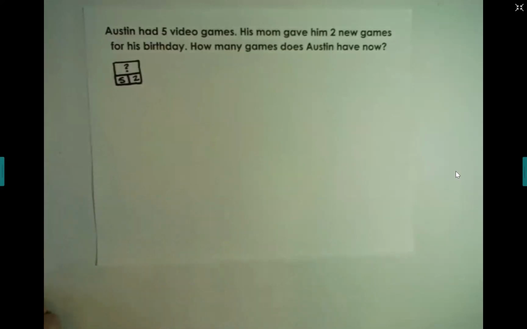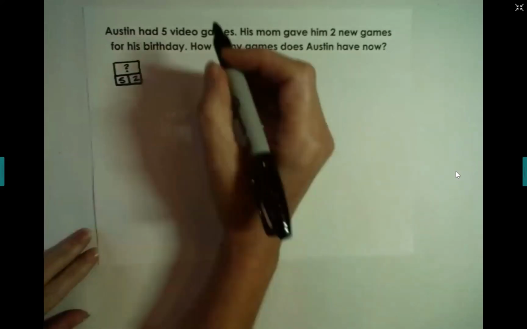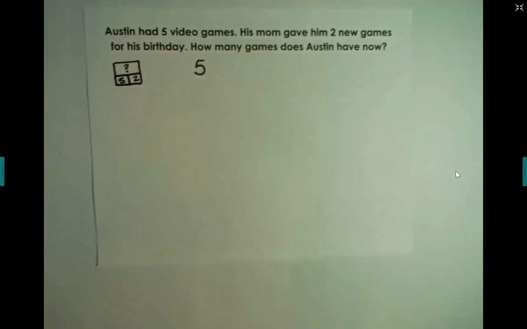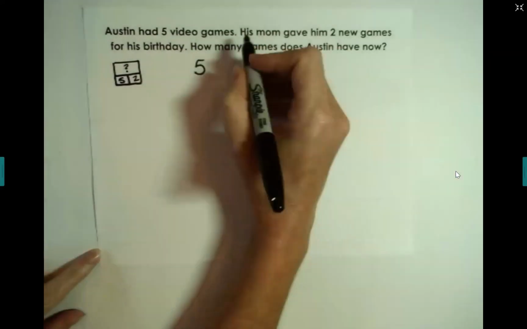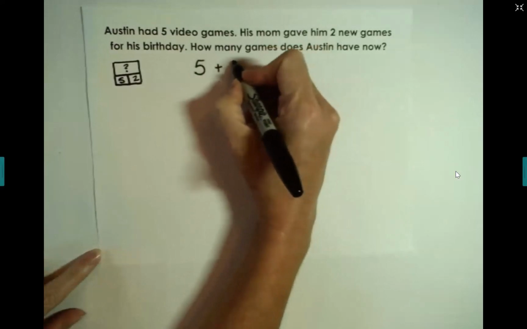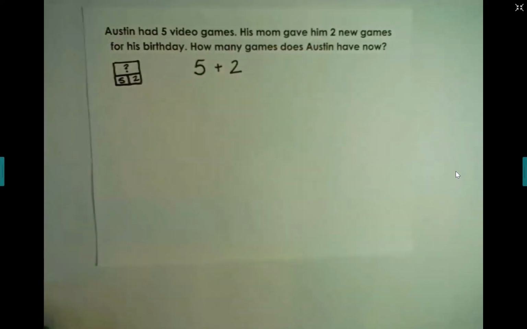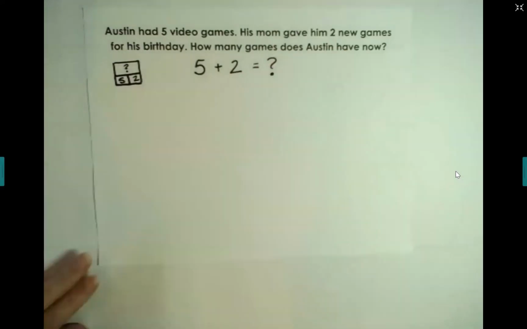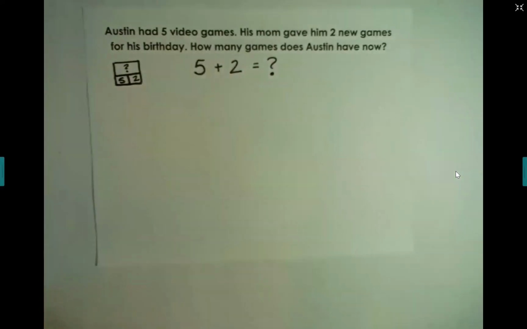This will also help students generate an equation to represent this situation. So we have the 5 games that Austin had, and since his mom gave him 2 more, we know we are going to add those 2 to help us figure out the unknown, that total sum, the number of games that Austin has now.